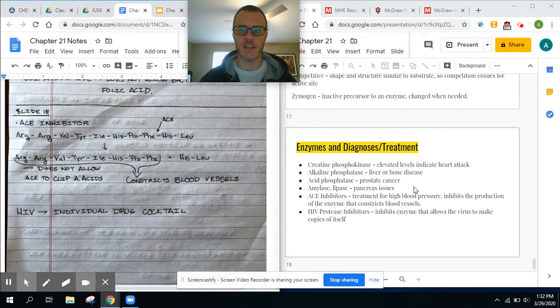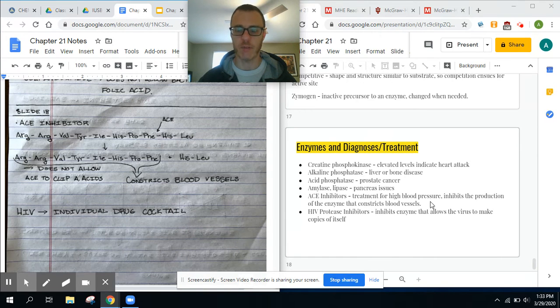And lastly, we have enzymes in diagnosis and treatment. You can read these, like creatine phosphokinase. Usually when you have elevated levels of this, it indicates a heart attack. Alkaline phosphatase indicates liver or bone disease. You could start seeing all of these. By identifying some of these enzymes and their concentrations in the blood, we can identify diseases sooner, which is very, very important. There's something called an ACE inhibitor.